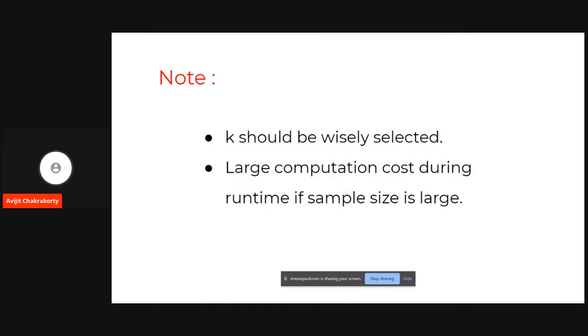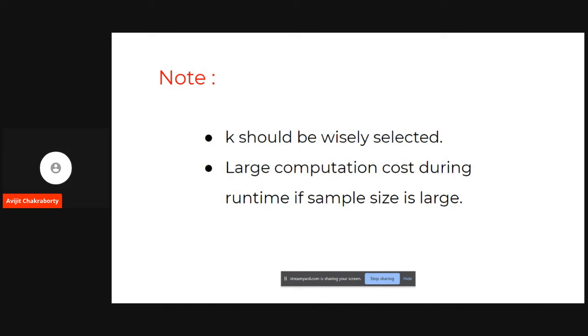Okay, so K should be wisely selected, otherwise you cannot successfully classify the cluster. Next, since it checks the distance of every data point, computation time is huge, because if you have a large number of data points and your model needs to check the distance to all those data points, the computation time increases, and hence the cost also increases.